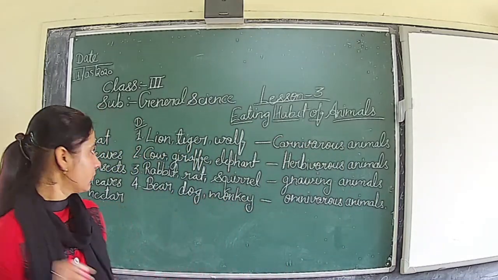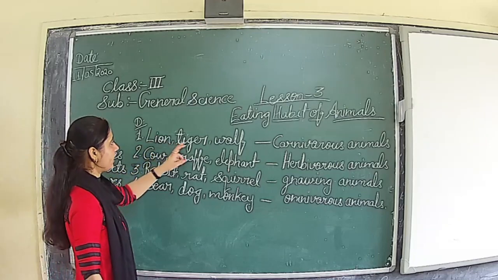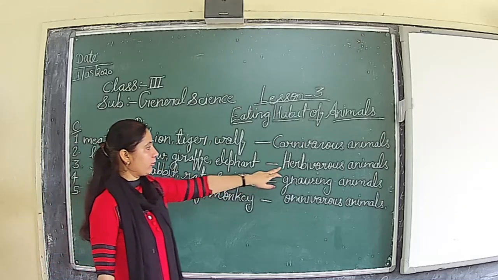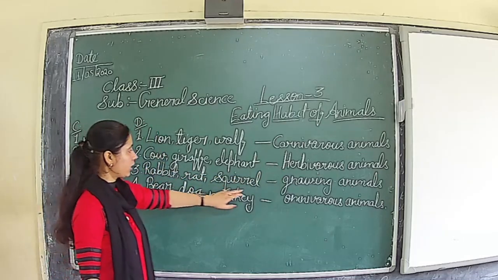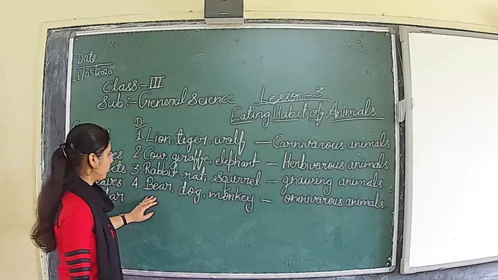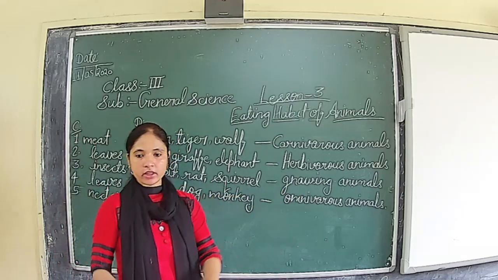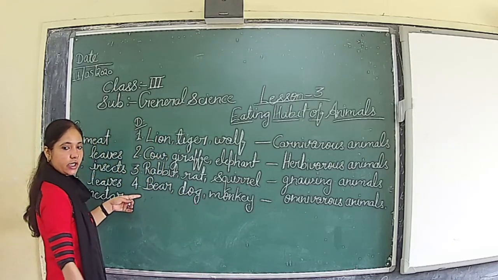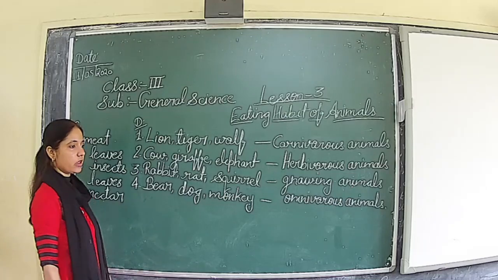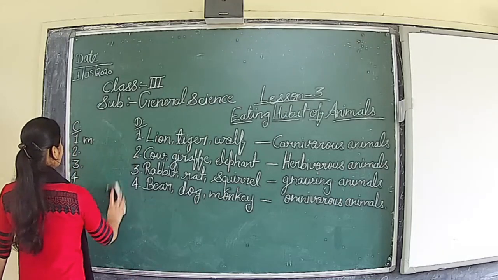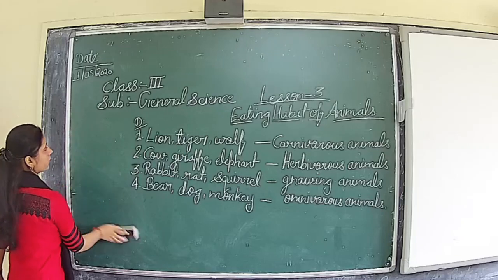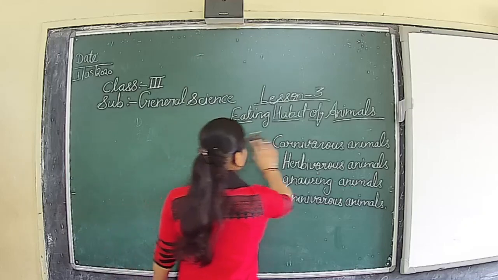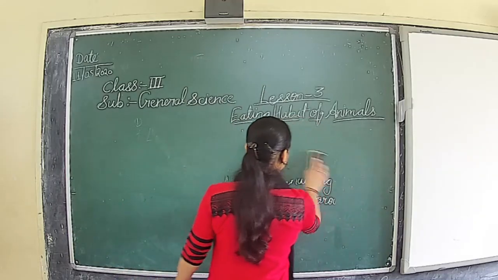Then, so this is the match the following. First is lion, tiger and wolf, carnivore animals. Cow, giraffe and elephant, herbivore animals. Rabbit, rat and squirrel, gnawing animals. Then deer, dog and monkey are omnivore animals. Then I think we have matched. Okay, so next we can go for answer the following question. Just be ready with your notebook and the pencil.